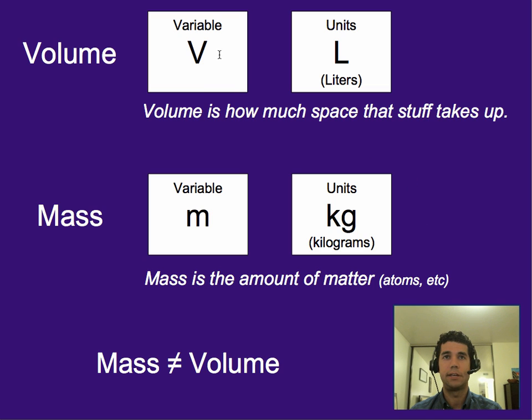Volume is a variable of V. This is a capital V. It's usually measured in liters or milliliters, or cubic centimeters or cubic meters are the other alternative. Mass has a lowercase m for its variable, and it's measured in kilograms or grams, which tend to be the usual measurements. And again, mass is not the same as volume.